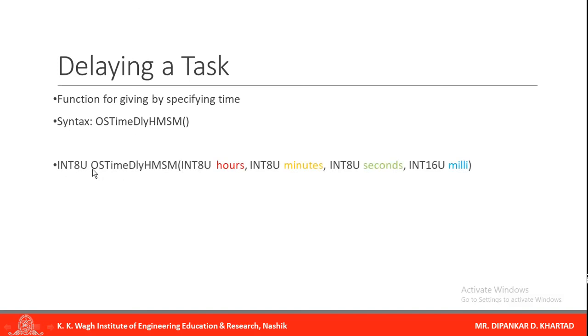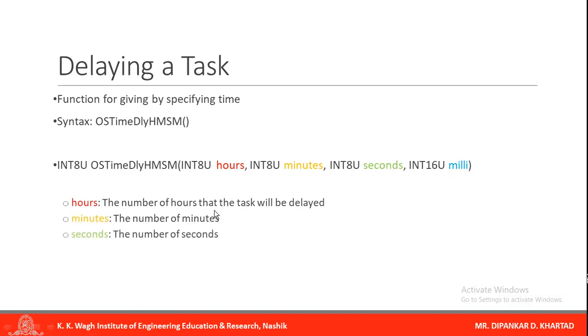The syntax is hours, which is an 8-bit unsigned integer, then minutes, seconds, milliseconds. Hours means the number of hours that the task will be delayed, same for minutes, same for seconds, and the last one is milliseconds, the number of milliseconds. So how many arguments will this syntax have? OS time delay HMSM has 4 arguments. For that time, the task will be delayed.